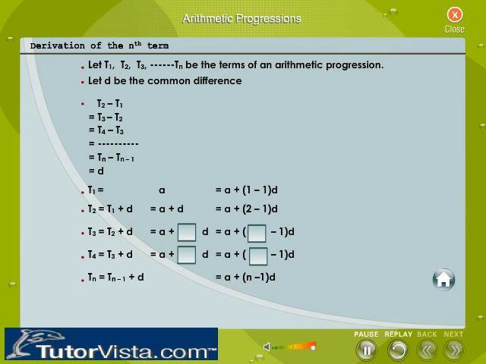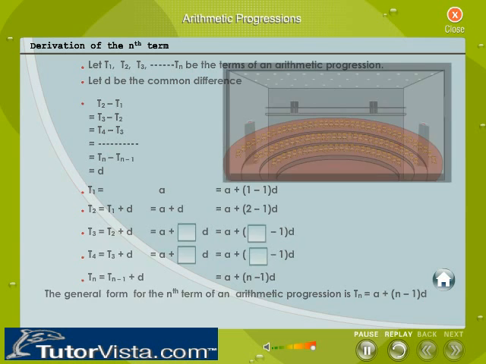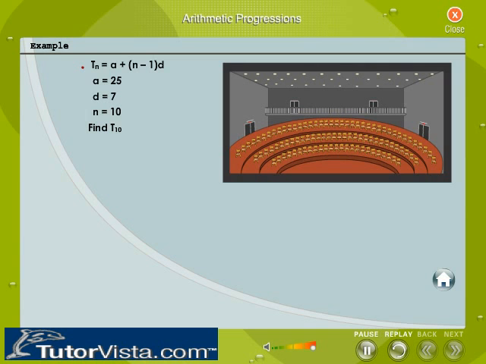Following the same pattern, we get the nth term Tn is equal to the n minus 1th term, that is Tn minus 1 plus D, that is equal to A plus n minus 1 into D. The general form for the nth term of an arithmetic progression is Tn is equal to A plus n minus 1 into D. In the example of the auditorium, the number of seats in the first row, that is A, is equal to 25. The common difference D is equal to 7.